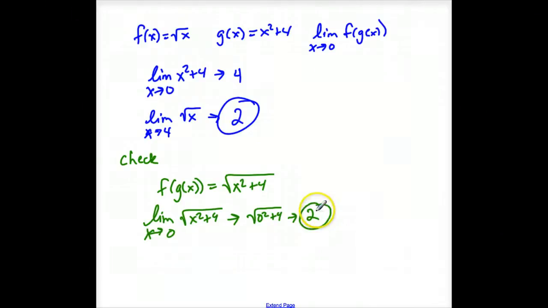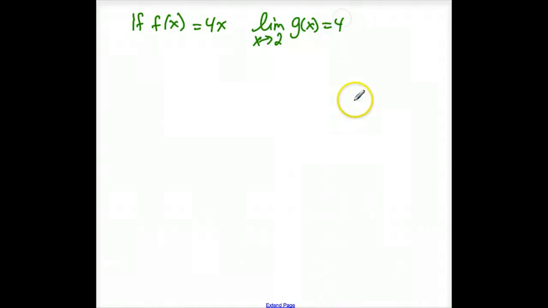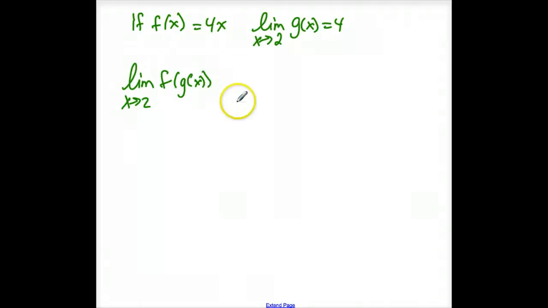Well, then why do you need that? Well, on the AP exam, they don't always give you all the information. They might say f of x is 4x, and they might tell you what the limit of g of x is, but not actually tell you what g of x is. And they'll say, find the limit as x approaches 2 of f of g of x. They are notorious for asking questions like this.